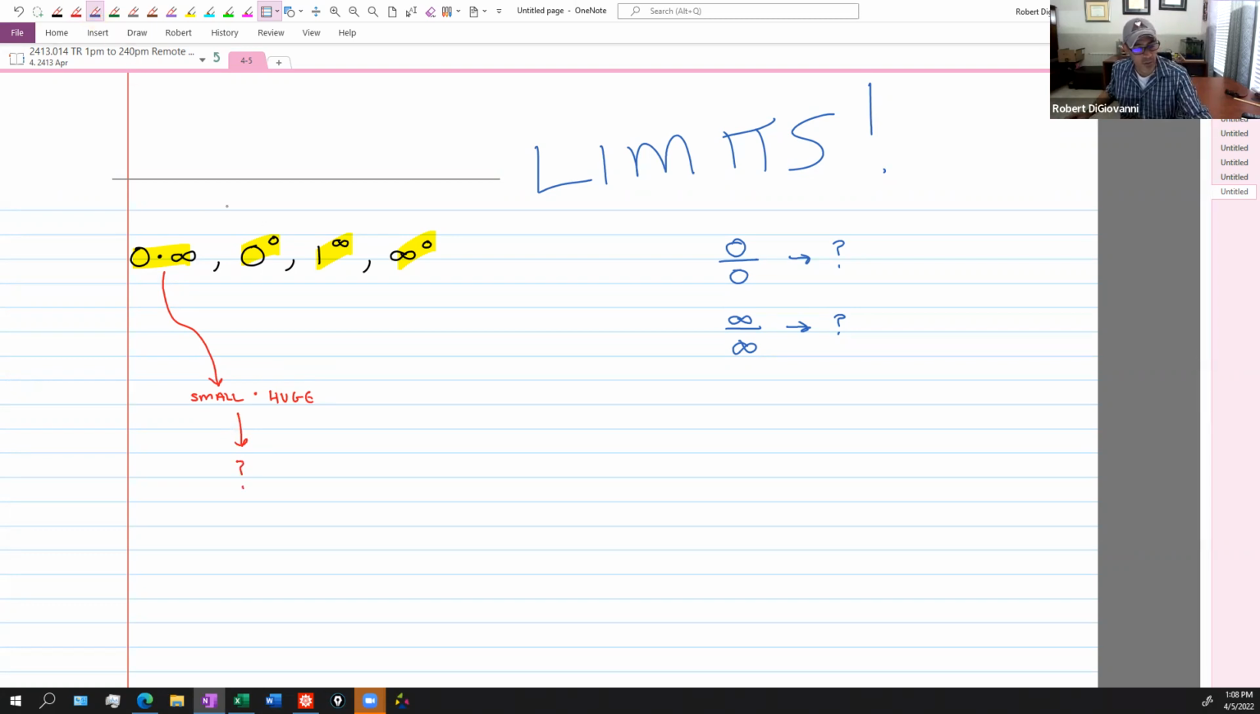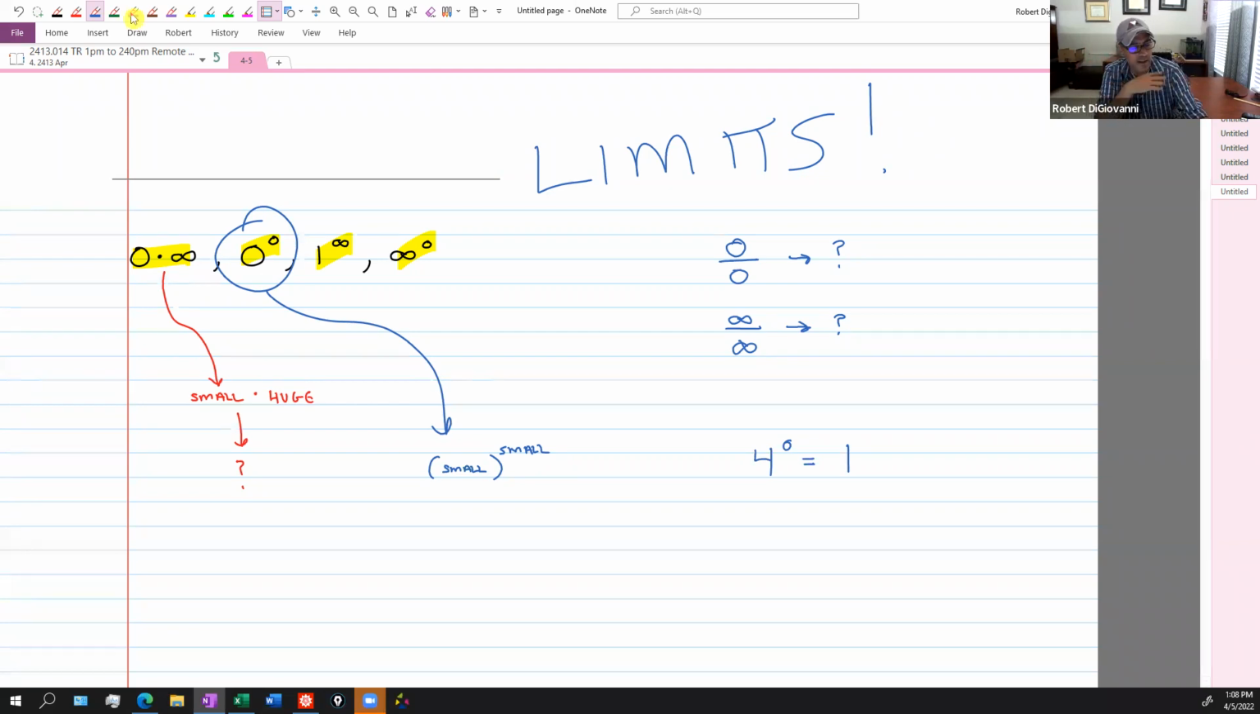Look at this other one here in blue. 0 to the 0. What does that mean? You have a very small number being raised to a very small number. So think about this. When you raise something to the 0, right? Like let's say I take the number 4 and I say raise it to the 0 power, not in a limit, just 4 to the 0. That should be 1, because we've learned that anything raised to the 0 is 1.